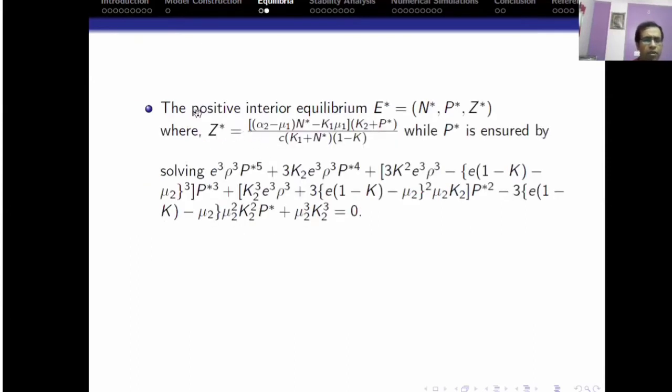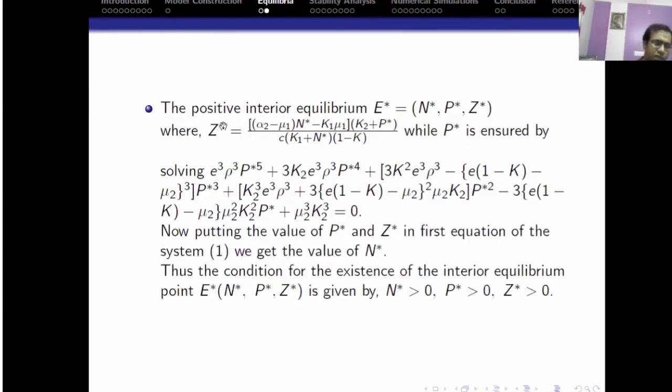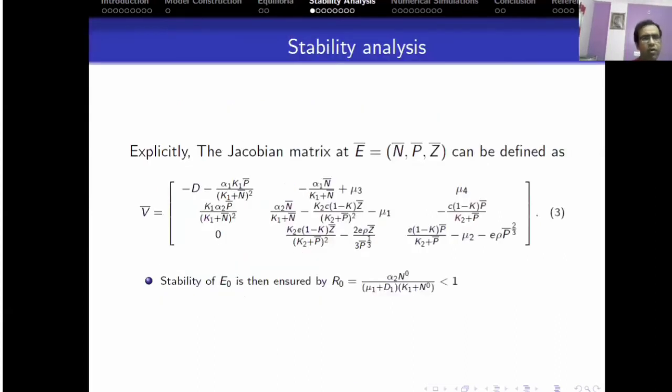And now we have to study the positive interior equilibrium, where this is the value of Z star. And from this equation, we get the value of P star by numerical simulation. And putting the values of Z star and P star in equation 1, we get the value of N star. So if this condition is satisfied, the interior equilibrium exists. Now we have to study the stability analysis of the system.